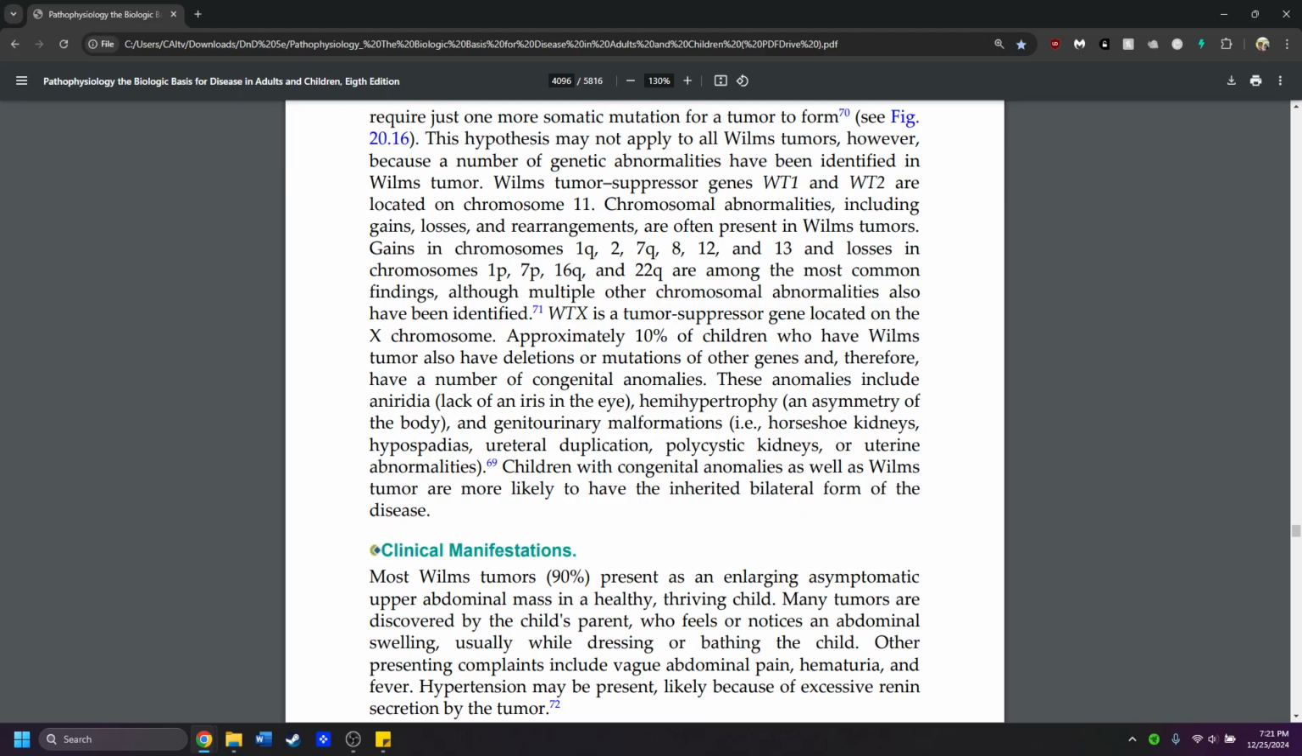Approximately 10% of children who have Wilms tumor also have deletions or mutations of other genes, and therefore have a number of congenital anomalies. These anomalies include aniridia, or lack of an iris in the eye, hemihypertrophy, an asymmetry of the body, a genitourinary malformation, horseshoe kidneys, hypospadias, ureteral duplications, polycystic kidneys, or uterine abnormalities. Children with congenital anomalies, as well as Wilms tumor, are more likely to have the inherited bilateral form of the disease.